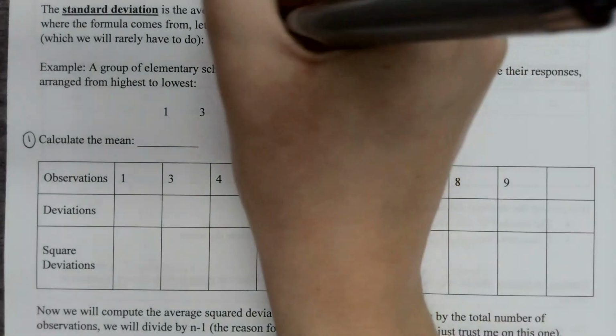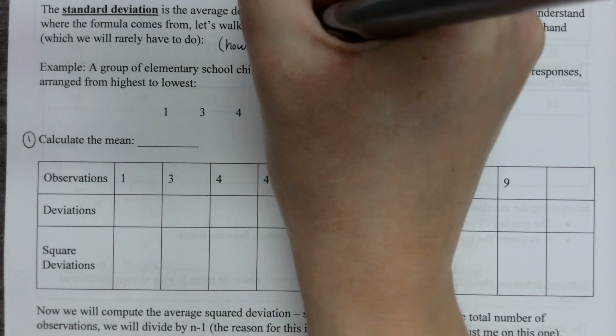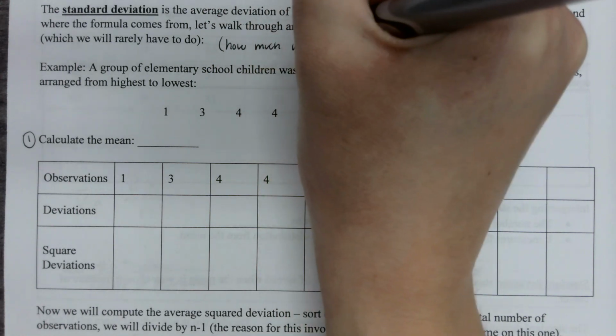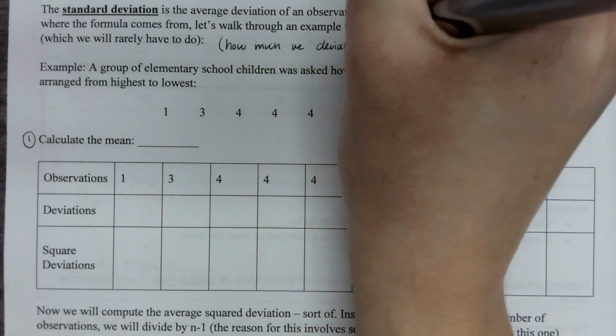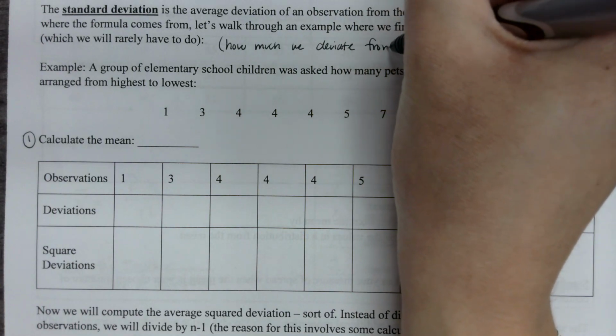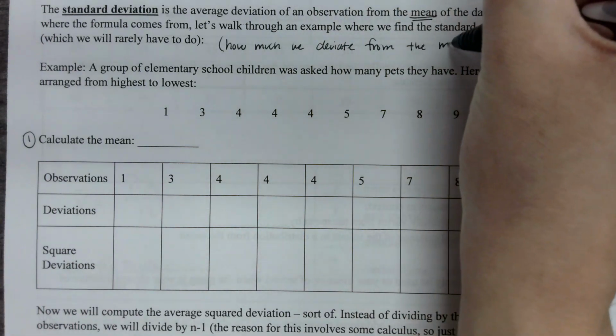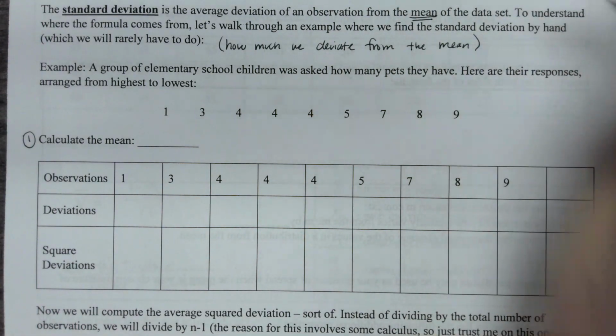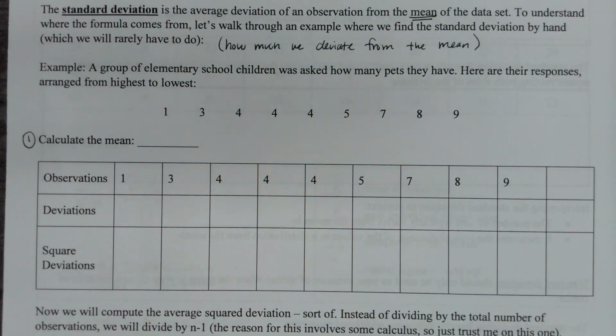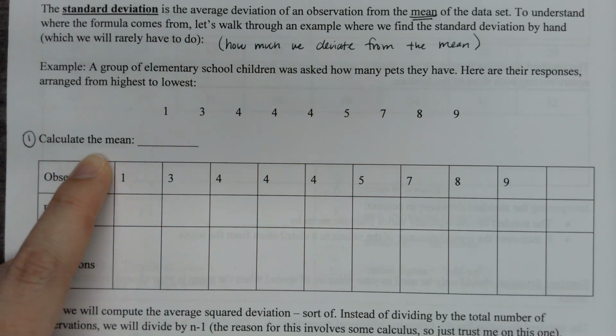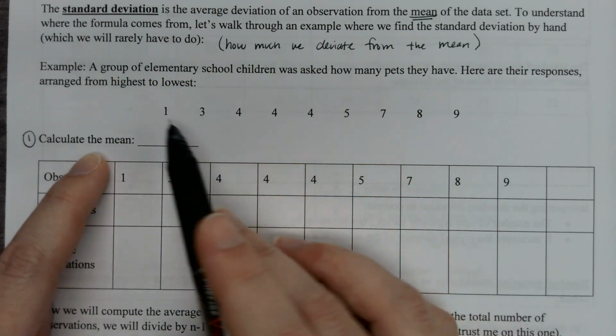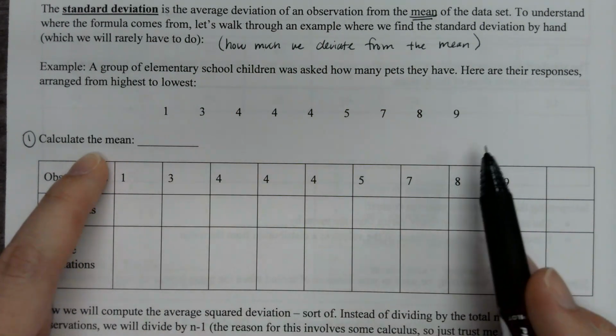We can say how much we deviate from the mean, or how much our values typically vary from the mean. Vary, deviate, mean the same thing. So we need to calculate the mean. Remember, in order to calculate the mean, we make sure we add up all these numbers and divide by how many there are.